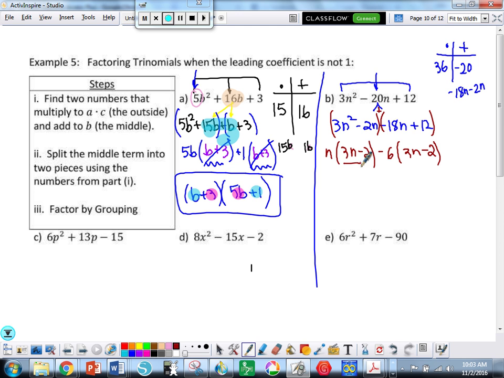2. Do they have the same thing, that matching pair right here in parentheses? Yes, so I'm going to pull it up front. And what's left? N minus 6.